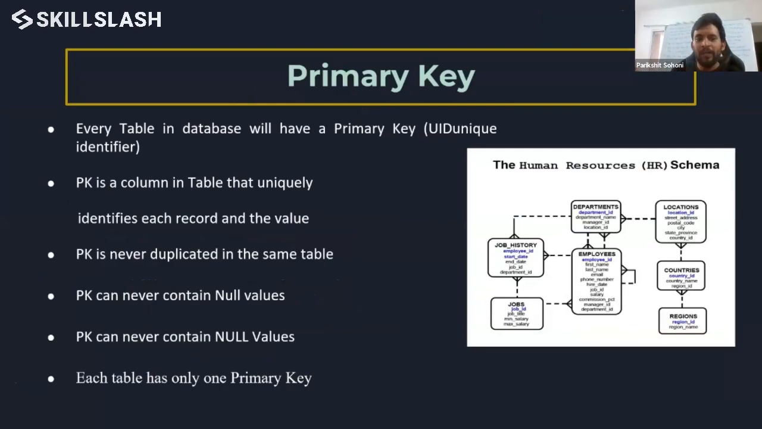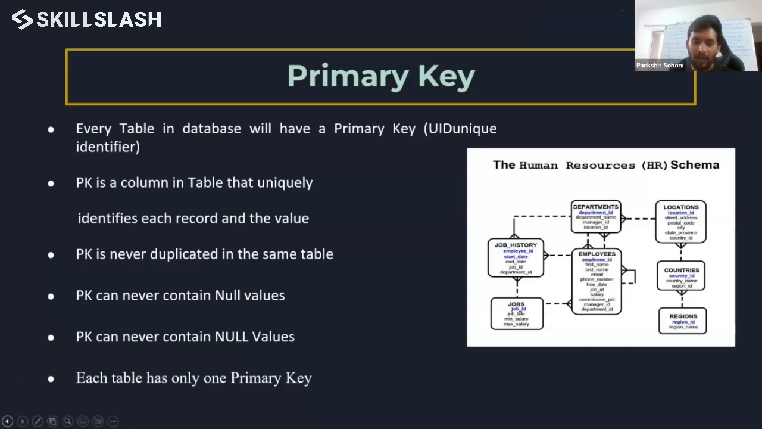Every table in a database will have a primary key. That is the rule of SQL, or that is the rule of databases. Whenever you are creating a database, you will have to create a column which is going to be the primary key. So a primary key is a column in the table. Each and every table will have a column representing the primary key. What it is going to help us do is identify each and every record uniquely.